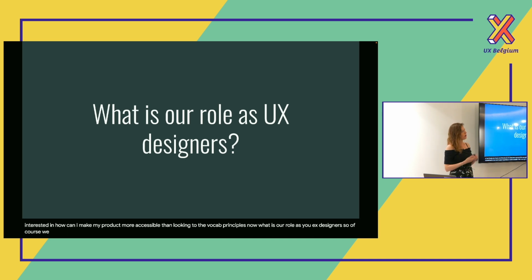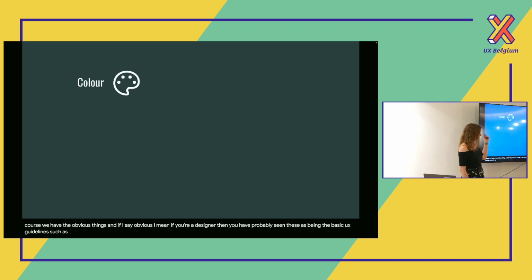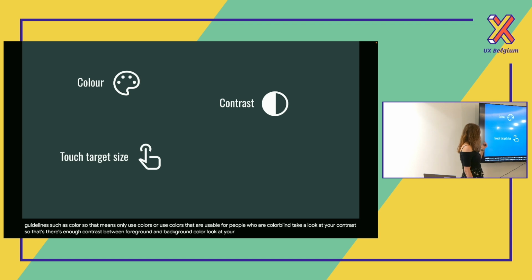So, of course, we have the obvious things, and if I say obvious, I mean, if you're a designer, then you've probably seen these as being the basic UX guidelines, such as color. So that means use colors that are usable for people who are colorblind. Take a look at your contrast, so that there is enough contrast between foreground and background color. Look at your touch target size. Like I said, don't make them too small so that they're usable for everybody. And font size, make sure that all your fonts are large enough so that people can read everything.